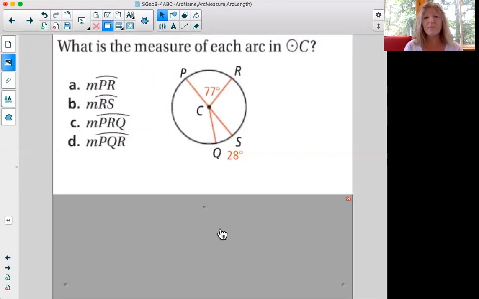So pause and practice finding arcs using the arc addition postulate and the knowledge that the measurement of the central angle is the same as the measurement of the arc that is cut by that angle. Pause, do this on your own paper, and then press play for your solution.